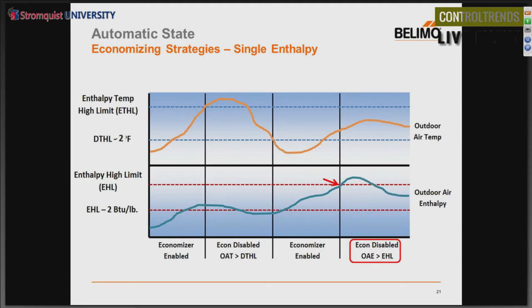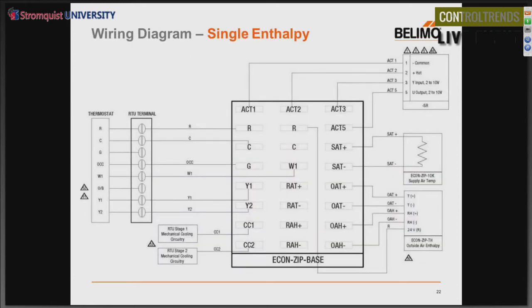Now, in the final stage, the outdoor air enthalpy, which again is calculated from temperature and humidity, goes higher than that high limit, so the economizing is disabled. Works very similar to a single dry bulb configuration. You're just adding enthalpy to it. Again, we've taken a lot of the guesswork out and created these very single-driven control strategy wiring diagrams.